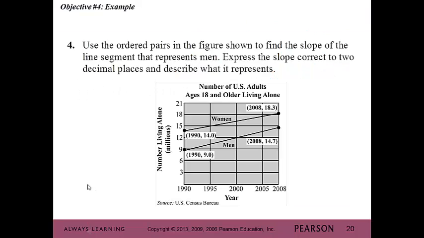Here's an example. It says use the ordered pairs in the figure shown to find the slope of the line segment that represents men. Express the slope correct to 2 decimal places and describe what it represents. So here's the men's line, and I have 2 points: 2008, 14.7, and 1990, 9.0. So we need to find the slope for these points.